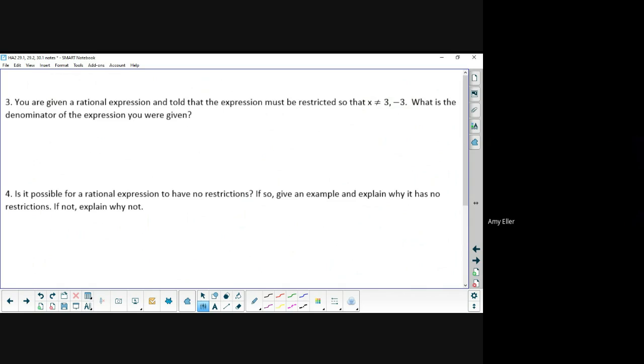All right, think about number 4 and write your answer if you can come up with one. If not, explain why. Mary, you could have done 1/3 x squared minus 3. Yeah, that was just a harder way to think about it.